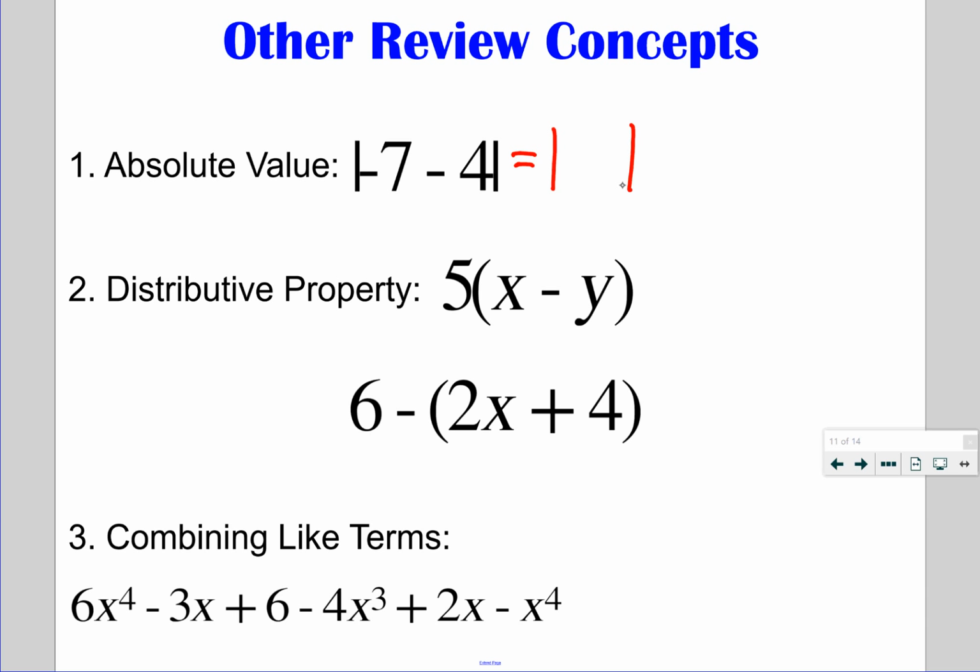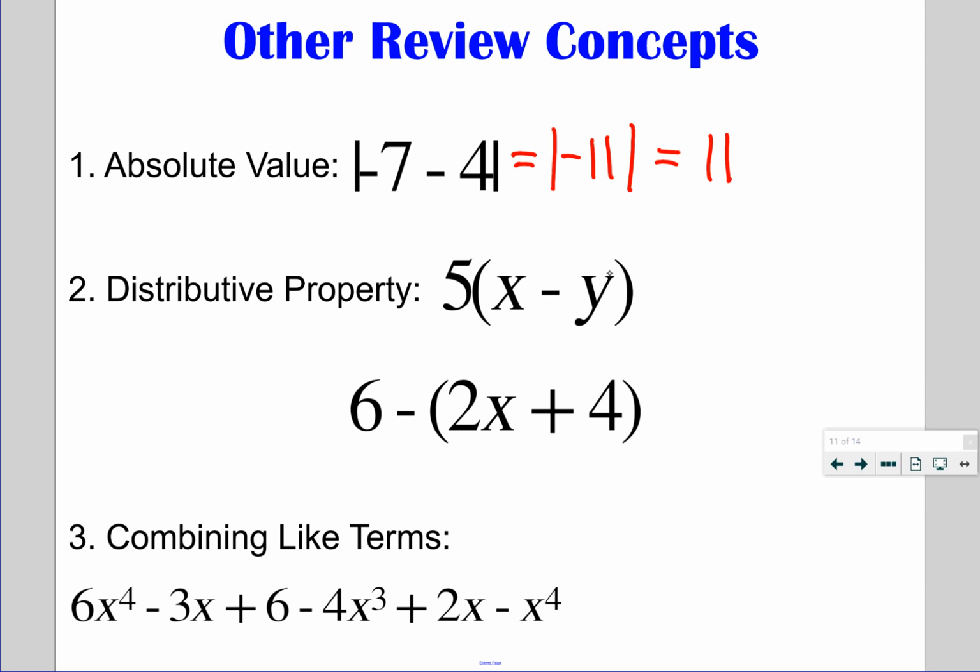And we treat absolute value like a parentheses. We do order of operations, simplify what's inside it first. Negative 7 minus 4 gives me negative 11. The absolute value of negative 11 is 11 because negative 11 is 11 units away from 0.